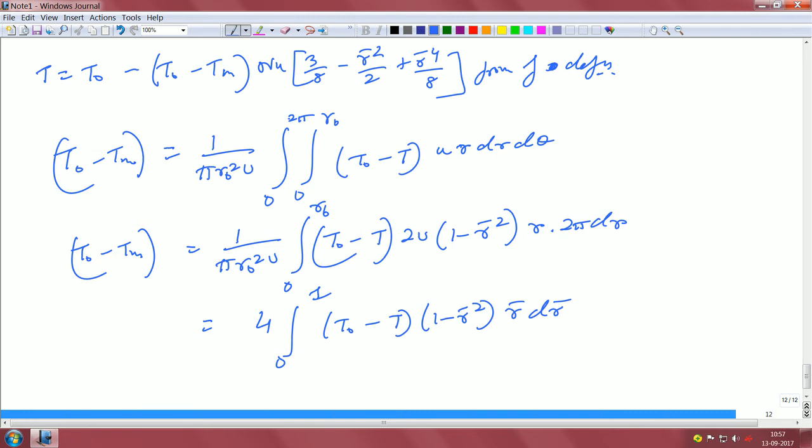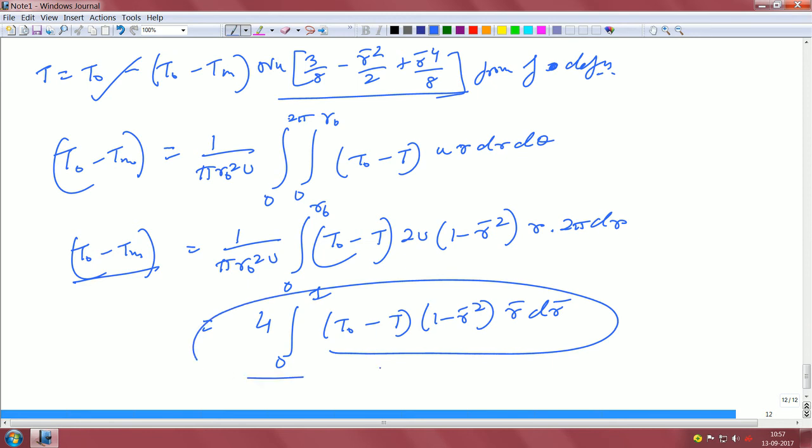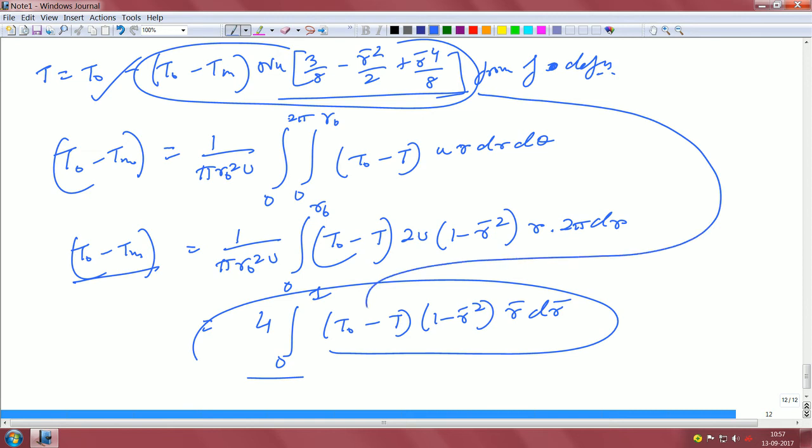So therefore we basically have two terms. One is this, which gives you T minus T naught is equal to this. The other one is T naught minus Tm, given as a function of this, right, if you look at it. So what we are going to do now is take this definition and substitute it here. T naught minus T, we are going to substitute in terms of T naught minus Tm in this expression.